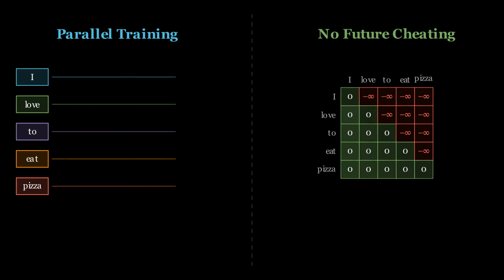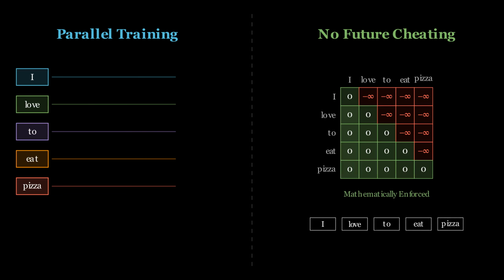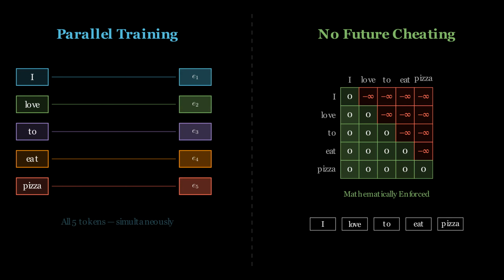Think about what we just achieved. We get the best of both worlds. Because we process the whole sequence at once, we can train our model massively in parallel, making it incredibly fast. But because of the mask, we mathematically prevent the model from cheating and looking into the future, stopping data leakage in its tracks.